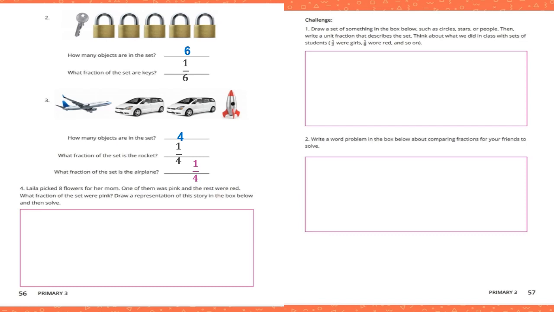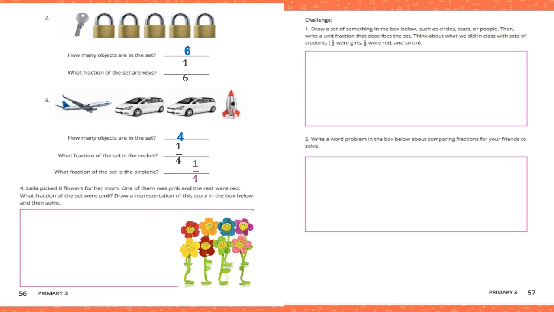Question number 4. Layla picked 8 flowers for her mom. One of them was pink and the rest were red. So we have 8 flowers. One is pink, and let's assume that all of the rest are red. What fraction of the set were pink? How many pink flowers? Just one. One out of the total, 8 flowers. So it's 1 over 8.